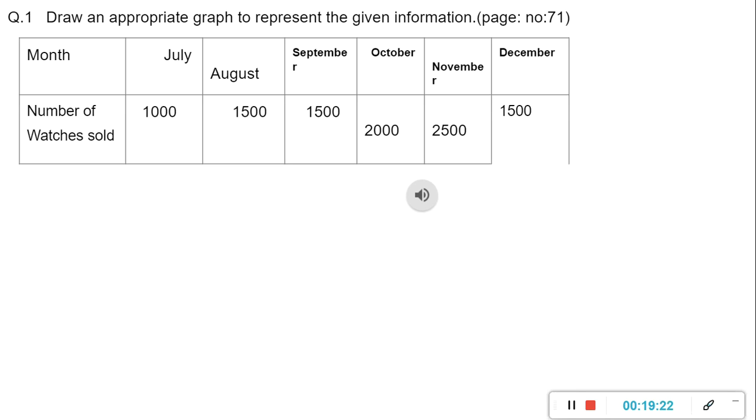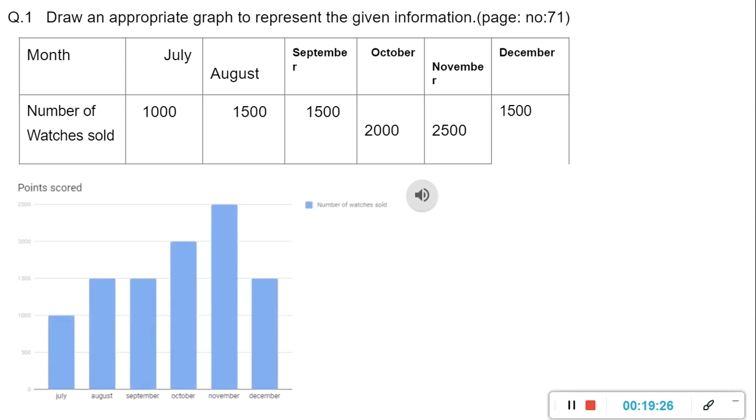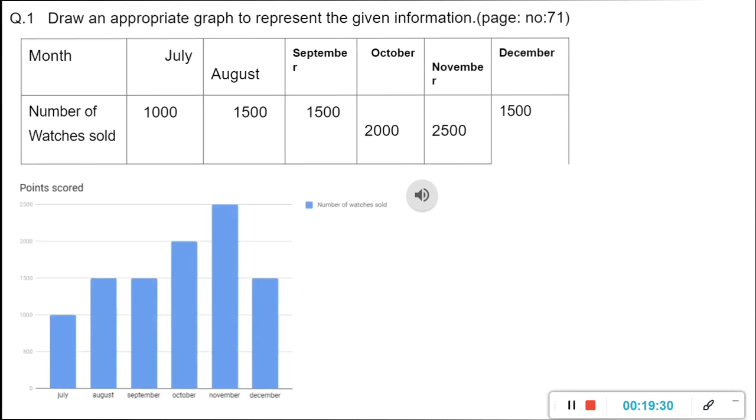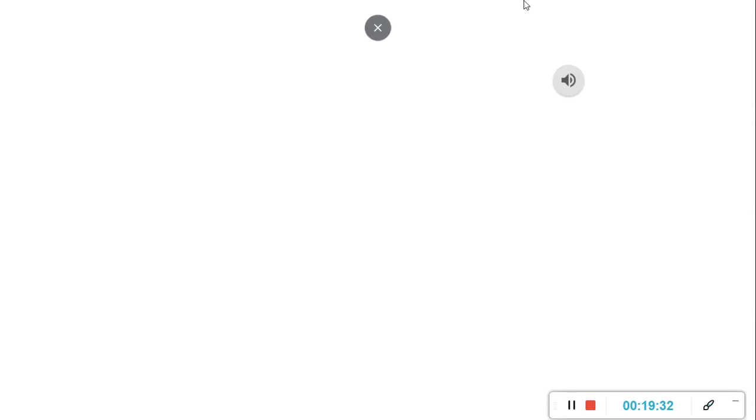Okay. So first draw the X and Y axis. On the X axis you can put the month, and on the Y axis the number of watches sold. Now this way you can draw the graph.